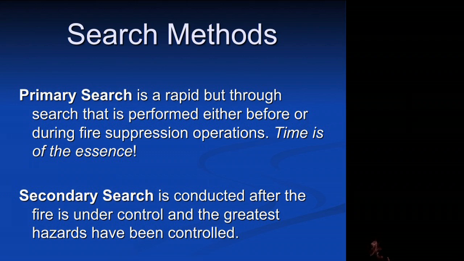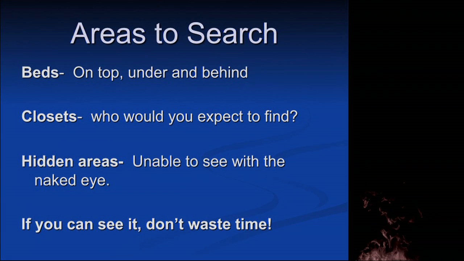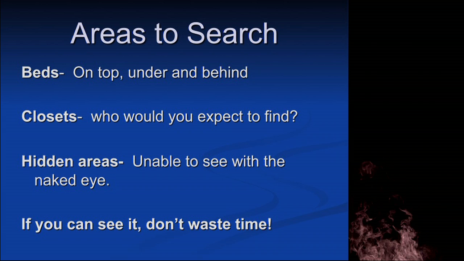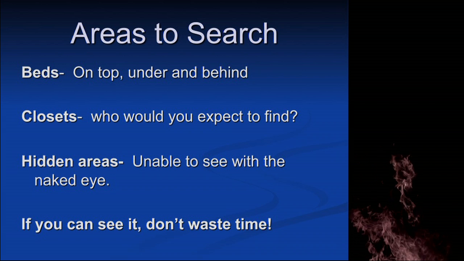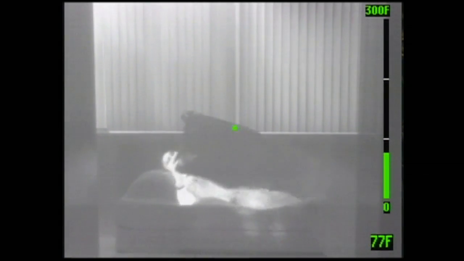A TIC still has a place during a secondary search, but its greatest ability would be in the initial IDLH conditions. Primary means of egress, beds, closets, and hidden areas are the areas to concentrate on. With the TIC, if you can see it, don't spend any time searching it. When checking a bed, you absolutely positively need to check under the sheets or comforter, behind it and under it. Unless a person's body heat has conducted through the coverings, you will not be able to see through it to determine if someone is in that bed. This is why all beds get hand searched.